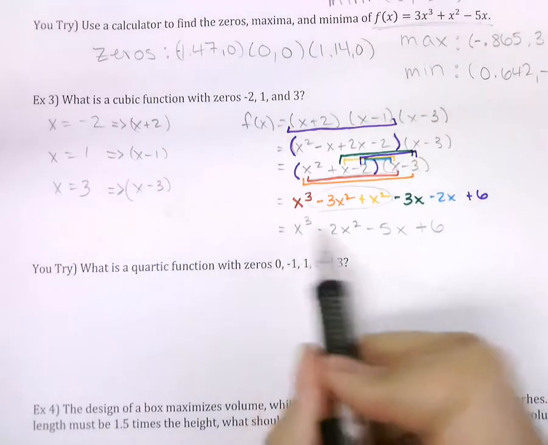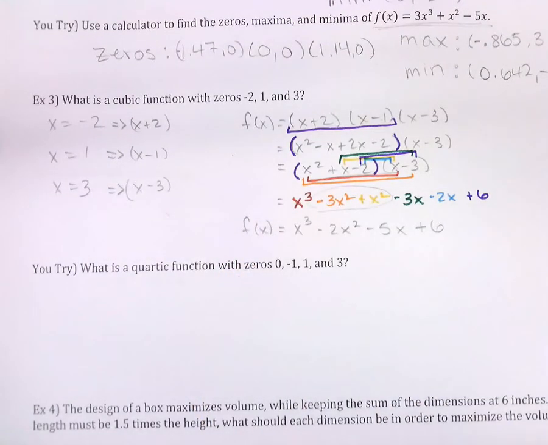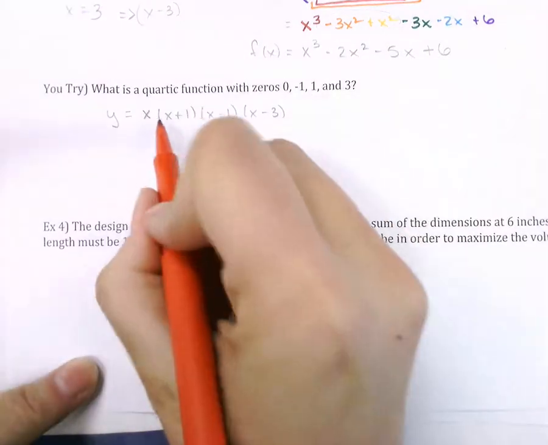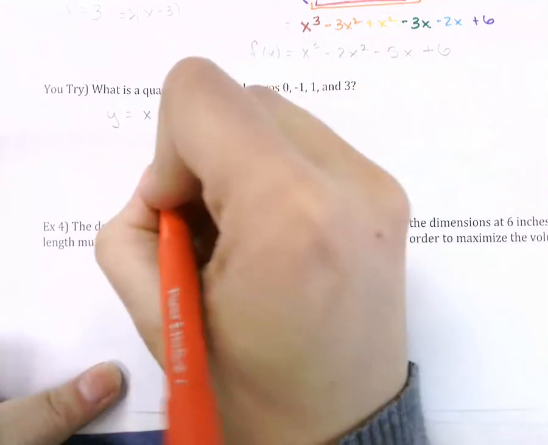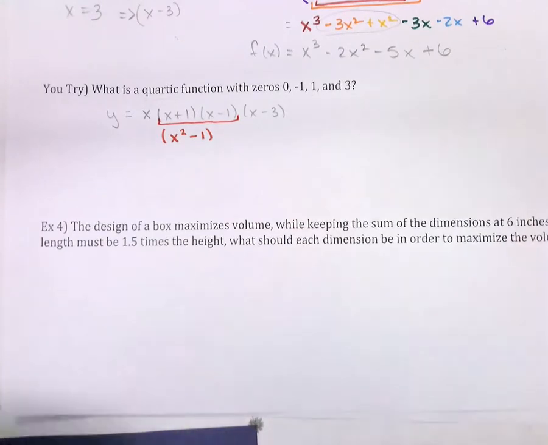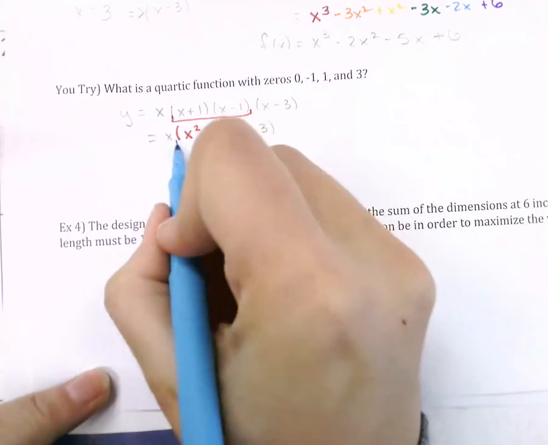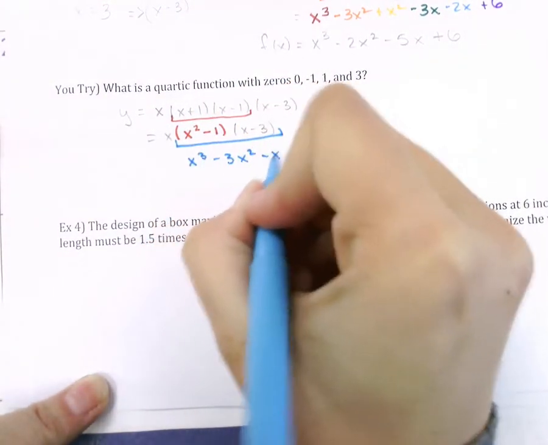And then what is this equal to? F of x, or y. My suggestion is to take these two first and foil, because they give you another binomial. Then you can take these two and foil, and you get x cubed minus 3x squared minus x plus 3.